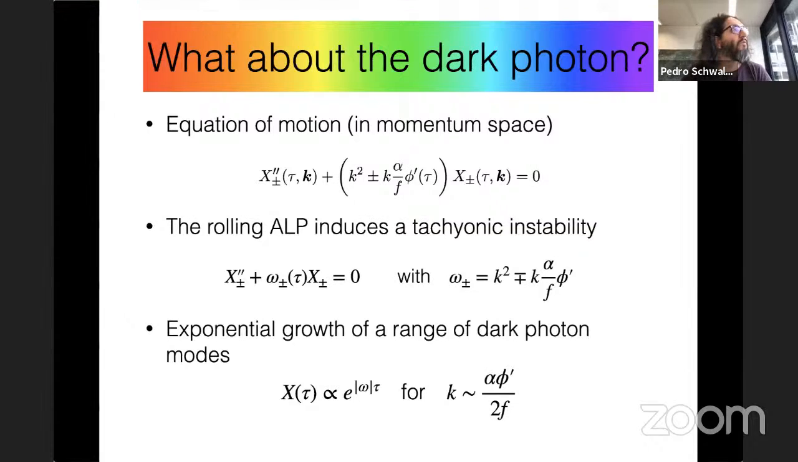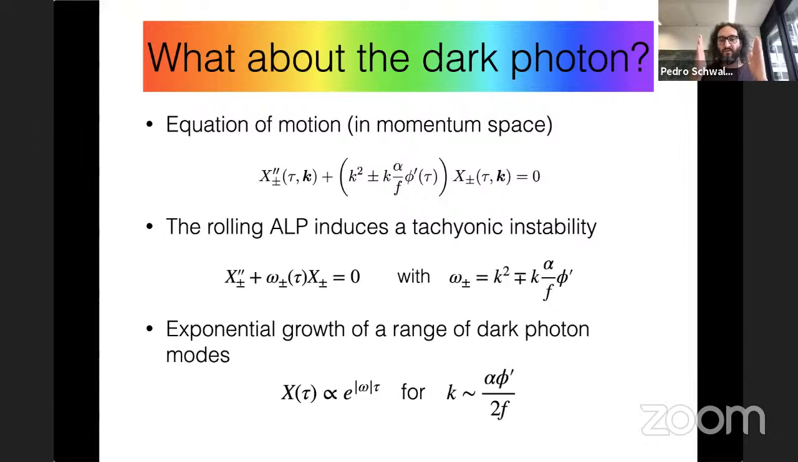So, why is this interesting besides the effect on the axion abundance? If you look at the dark photon equation of motion more carefully, what you see is that once the axion starts to move, there's this extra bit proportional to the axion velocity that appears in addition to the momentum squared in the equations of motion for the dark photon modes in momentum space. And this means that this rolling ALP induces a tachyonic instability.